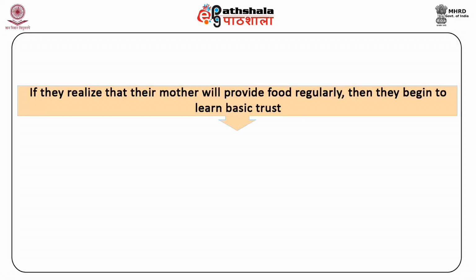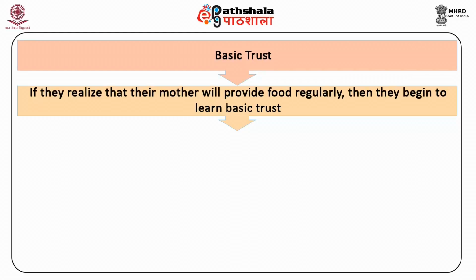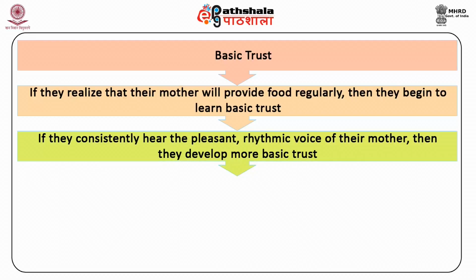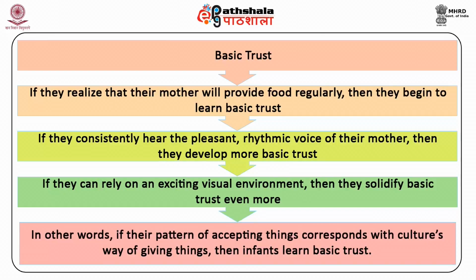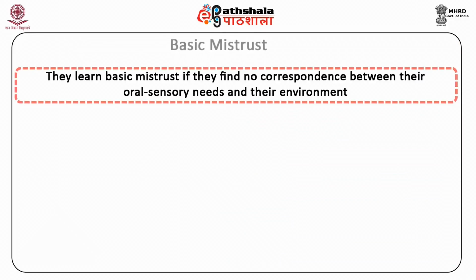If they realize that their mother will provide food regularly, then they begin to learn basic trust. If they consistently hear the pleasant, rhythmic voice of their mother, then they develop more basic trust. If they can rely on an exciting visual environment, then they solidify basic trust even more. In other words, if their pattern of accepting things corresponds with culture's way of giving things, then infants learn basic trust. In contrast, they learn basic mistrust if they find no correspondence between their oral sensory needs and their environment.